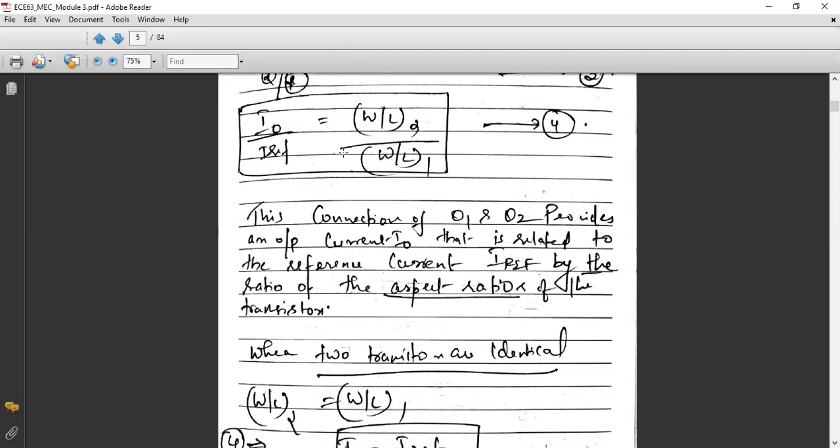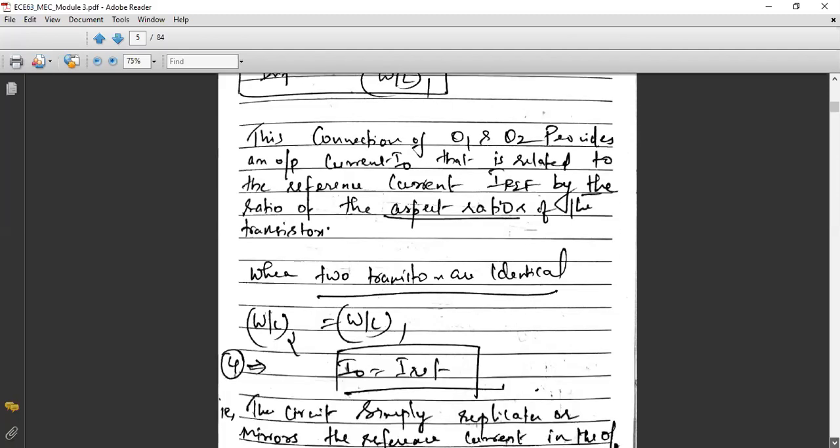So if you are taking two MOSFETs which are similar or identical in features, same channel width, same channel length, meaning W by L of 2 is equal to W by L of 1, then this ratio is 1 by 1, or you can say that I0 is equal to IREF. That is the concept behind the current mirror.